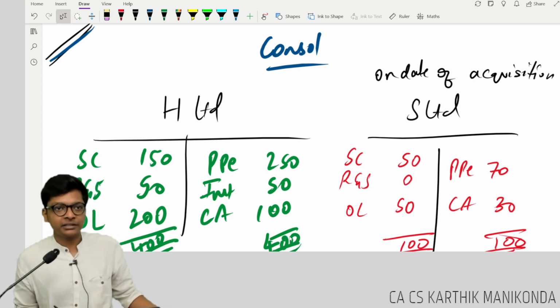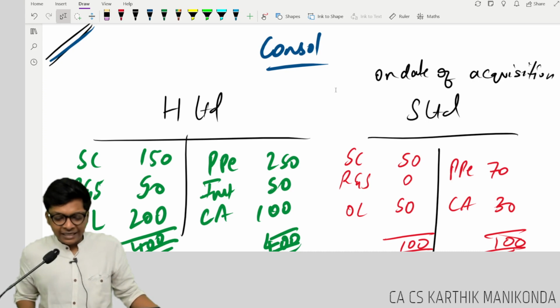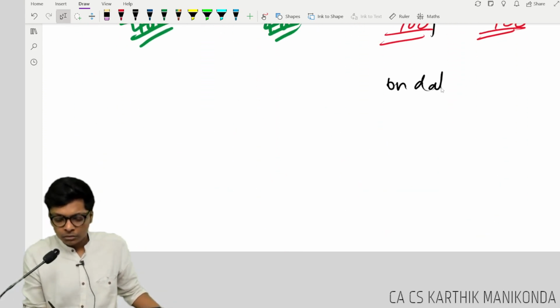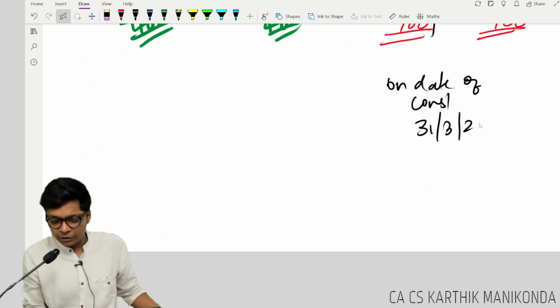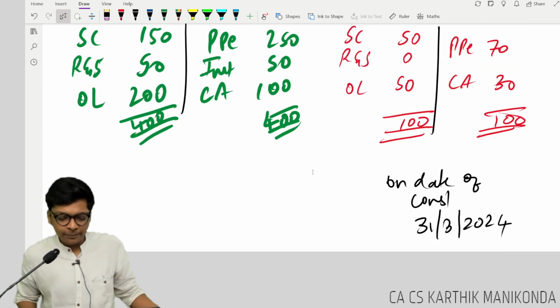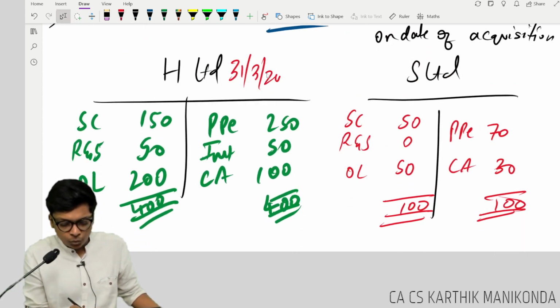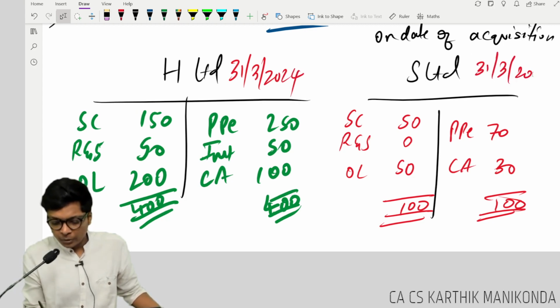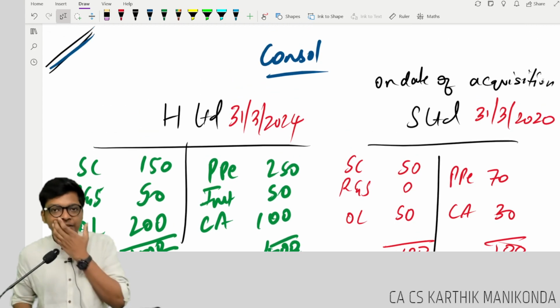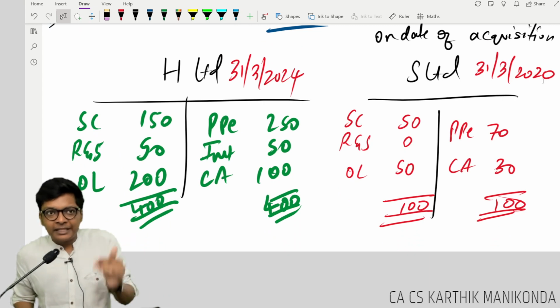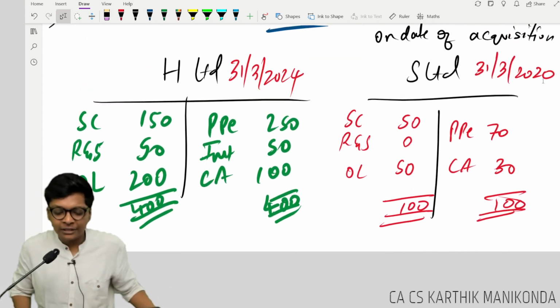Are you following, guys? Now I am bringing one more balance sheet of subsidiary on date of consolidation, which is 31st March, let's say 2024 we will keep. Assume H Limited also is on 31st March 2024. Assume the acquisition was on 31st March 2020. Are you following, guys? 4 years back you bought this company. We are now in 31st March 2024. Are you getting the numbers, guys?